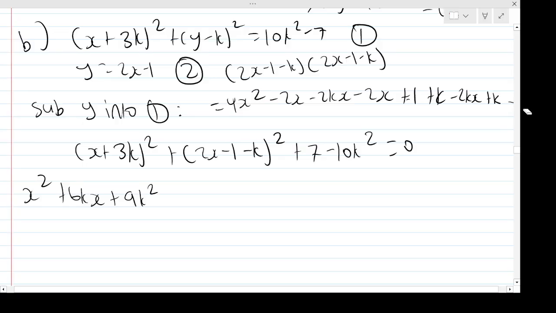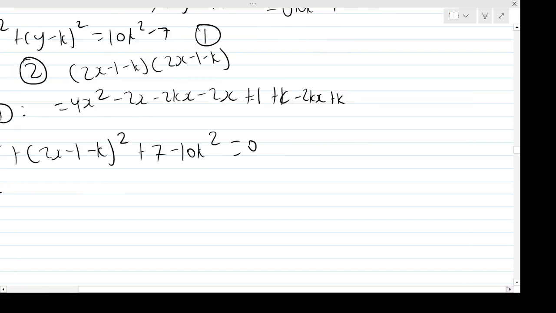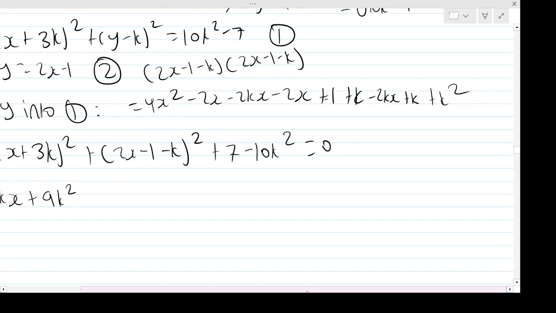It won't let me... Oh, there we are, nice. So that'd be plus k squared. So that's my expansion then.